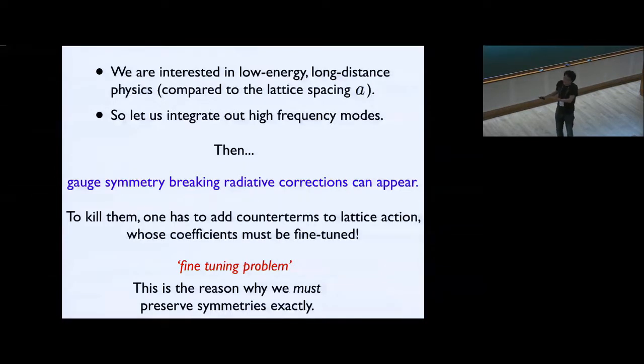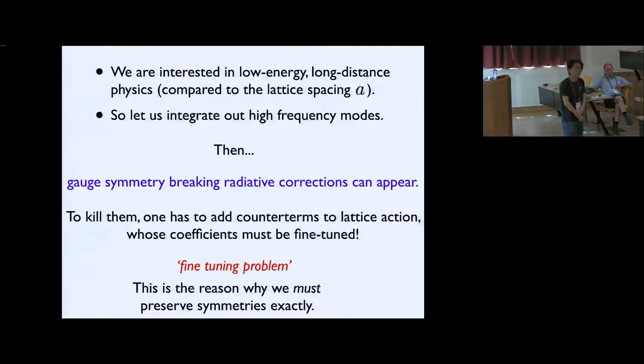And here I just mentioned gauge symmetry, but if we don't have translational symmetry or rotational symmetry, then we may end up in a rotationally non-invariant or translationally non-invariant continuum limit. And to kill such radiative corrections, which we don't really want to have, one has to add counterterms to the lattice action, whose coefficients have to be fine-tuned. And in principle, we can do it. And if we can analytically calculate it, there's no problem. But in general, it's not an easy task. So this is a fine-tuning problem. And this is the reason why we must preserve symmetries exactly, at least partially. And that's the reason why we use Wilson's plaquette action.